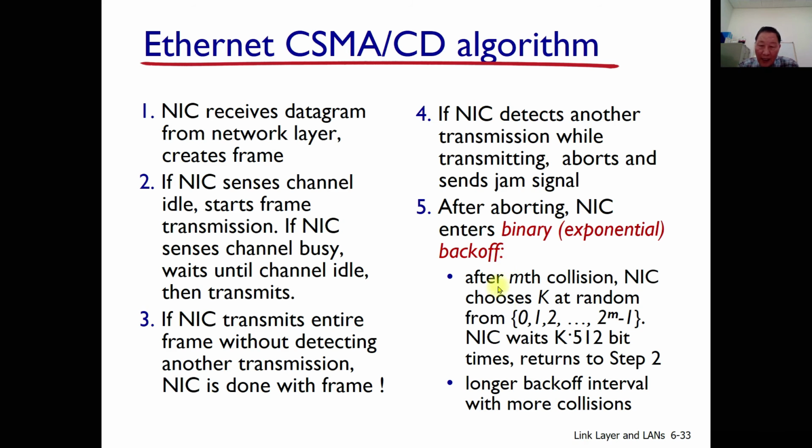But that is based on a random wait. Longer backoff interval with more collisions. If there are more collisions, this value will be increased. The values and their selectable random numbers will be different, and with more numbers, the probability of collision will be decreased slowly. That is the algorithm of the CSMA/CD. Thus, this one is the algorithm for the Ethernet.